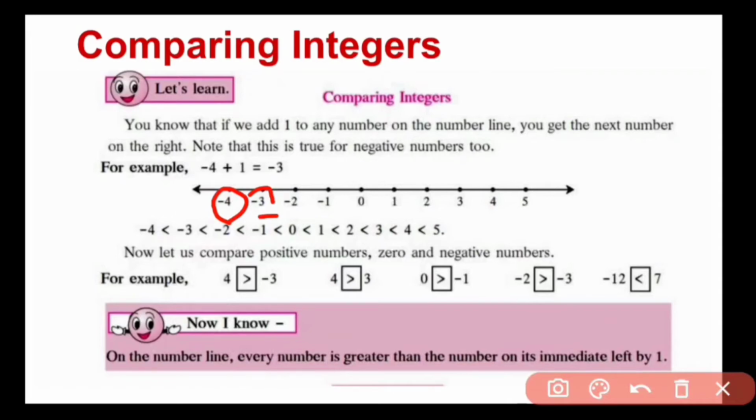So when we add 1 to any number, we get the next number, which is on the right hand side. If you add 1 to -3, you will get -2. So -2 is on the right hand side of -3. In this way, we get the numbers when we add them. So here we can say, -4 is smaller than -3, -3 is smaller than -2, -2 is smaller than -1, -1 is smaller than 0. That means all negative numbers are smaller than 0 and all negative numbers are smaller than positive numbers.